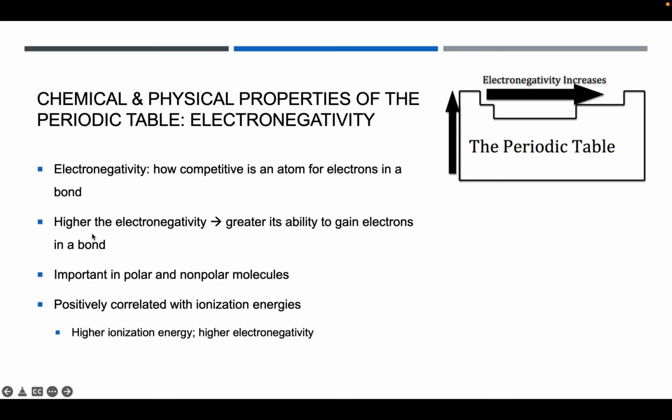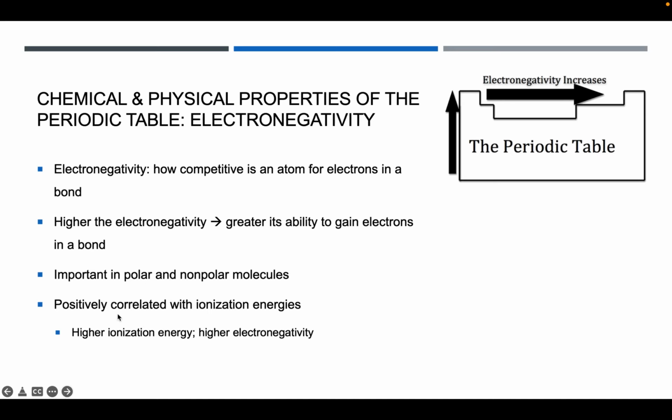So if I have a higher electronegativity, or a higher competitive nature for electrons, I'm going to have a greater ability to get electrons because I'm more competitive for the electron. This is important in polar and nonpolar molecules, which you saw earlier with water, which is a polar molecule, because the oxygen, because it's so electronegative, is pulling those electrons to itself. It's creating a pull.